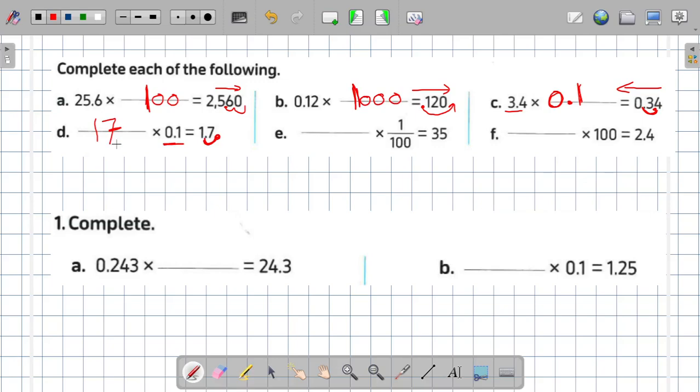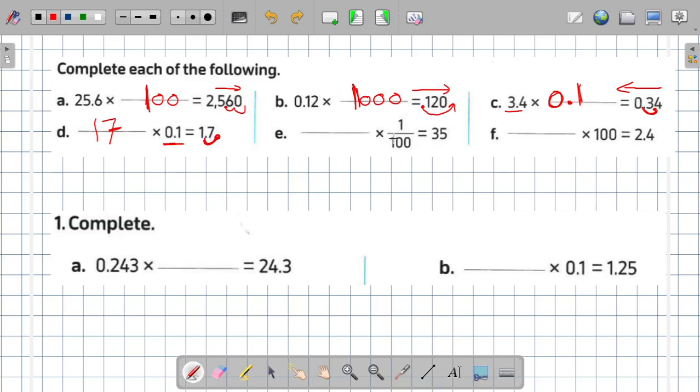So let's try. The number has a decimal point after 7. And after that, we moved the decimal point 1 place to the left. So I think it's now 1.7. So the original number was 17.